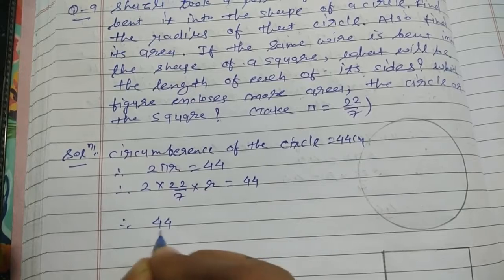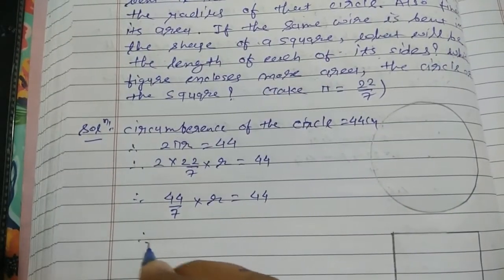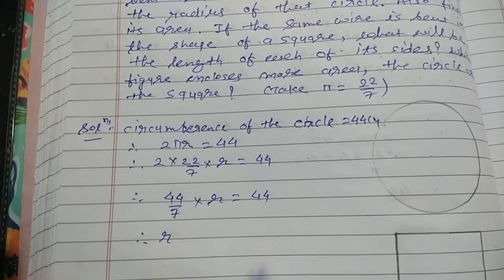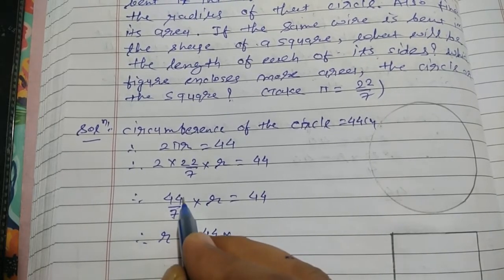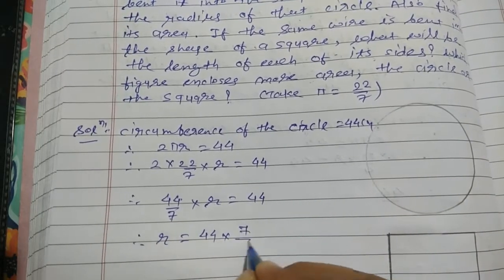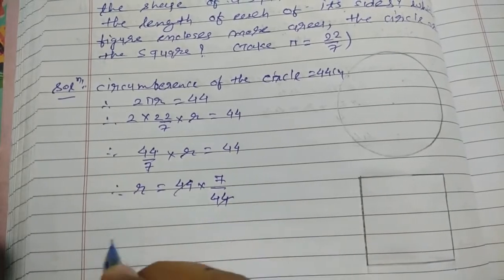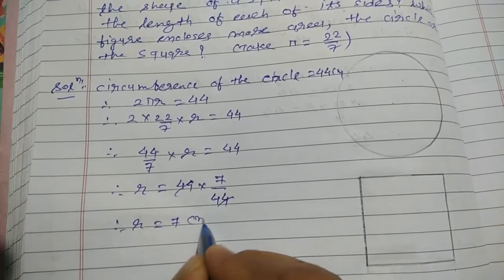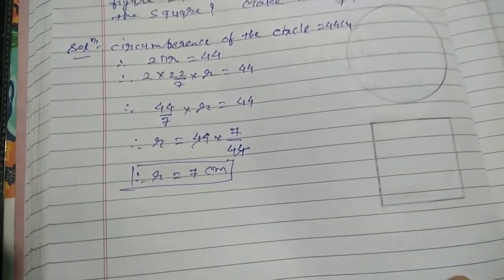22 2s are 44 divided by 7 multiplied by r, that is equal to 44. We have to find r, so we will remove this 44 by 7 and take it to the right hand side. So what will happen? Numerator and denominator interchange, that is 7 divided by 44. 44 cancels, therefore radius is equal to 7 and the unit is centimeter. So we found the radius, now we will find the area.